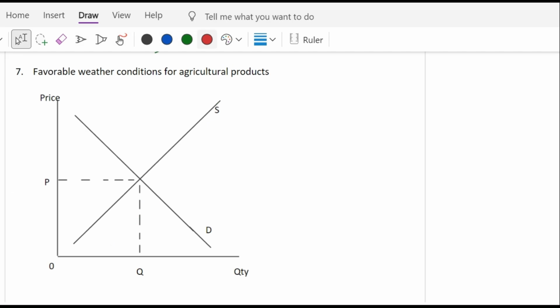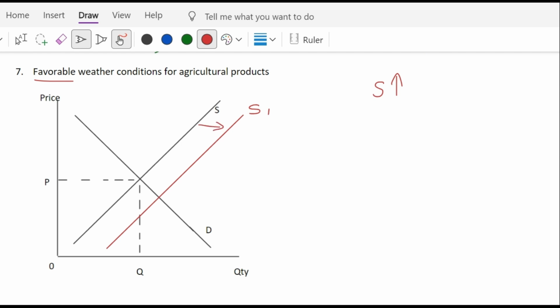The last question, favorable weather conditions for agricultural products. Favorable. Let's say I'm cultivating corn. If the weather is good, then my harvest will be greater. So I can supply more corn. Supply will increase. There will be a shift to the right in the supply curve from S to S1.